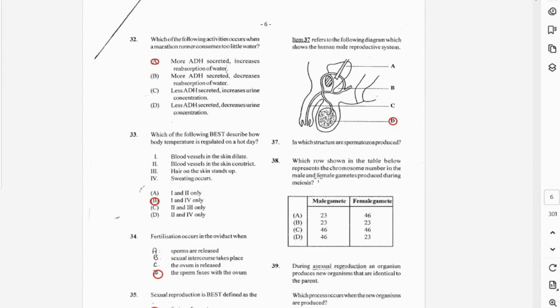38. Which row shown in the table below represents the chromosome number in the male and female gametes produced during meiosis? Remember, the process of meiosis halves the chromosome number, so we go from a diploid cell to a haploid cell. Human beings have 46 chromosomes in total in all somatic cells. Therefore, in our sex cells, we have half of that, which is 23. So the answer would be B.